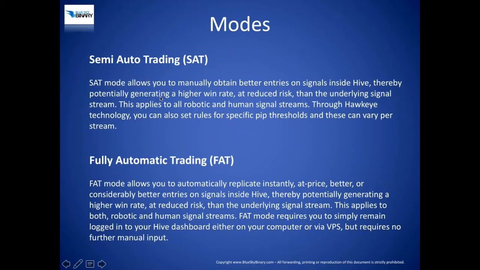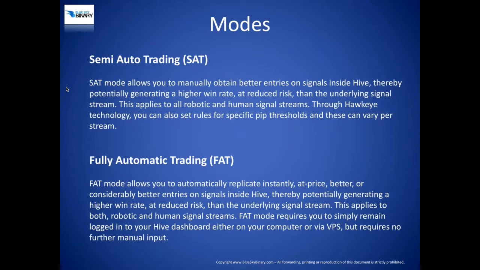The semi-automatic mode allows you to manually obtain better entries on signals inside Hive, thereby potentially generating a higher win rate at a reduced risk than the underlying signal stream. And this applies to all robotic and human streams that are currently live or also those that are going to be added. And for those of you that have been following our story over the last few months, we're always adding new signal streams, both human senior traders that are vetted and also robotic.